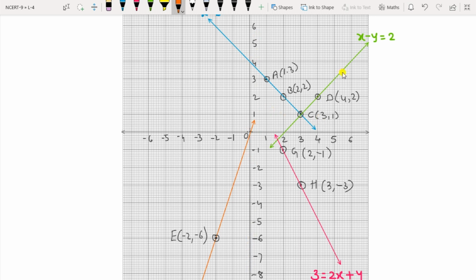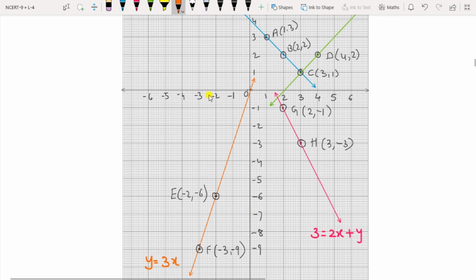And then plot the points for the first line. This blue is the first line. This green here represents the second line. Then this orange one is the third line, and this is the fourth line for the fourth equation.